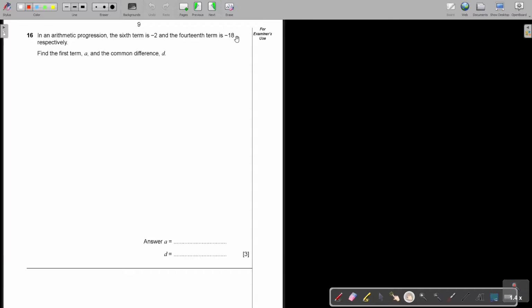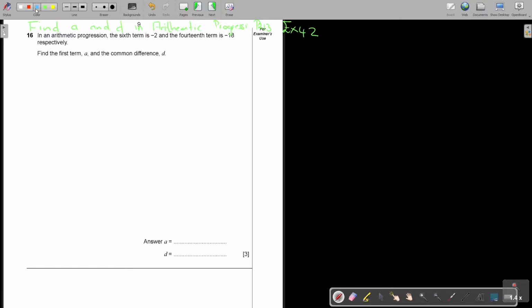Okay, let's start. Where will we find this? It's in the sequences chapter, finding A and D in arithmetic progressions. And that's on page 213, example 42. So let's start with the example.